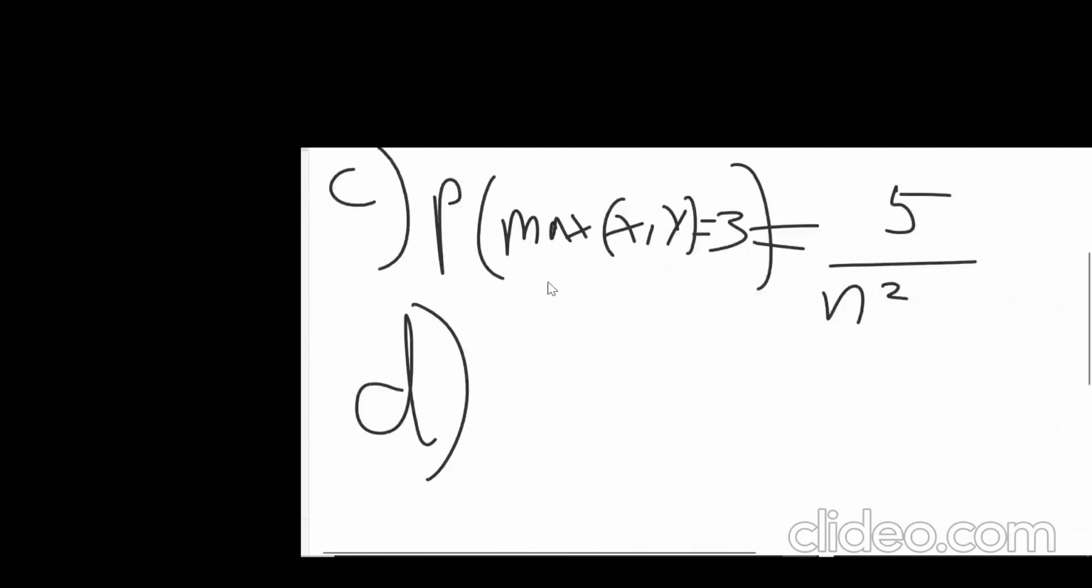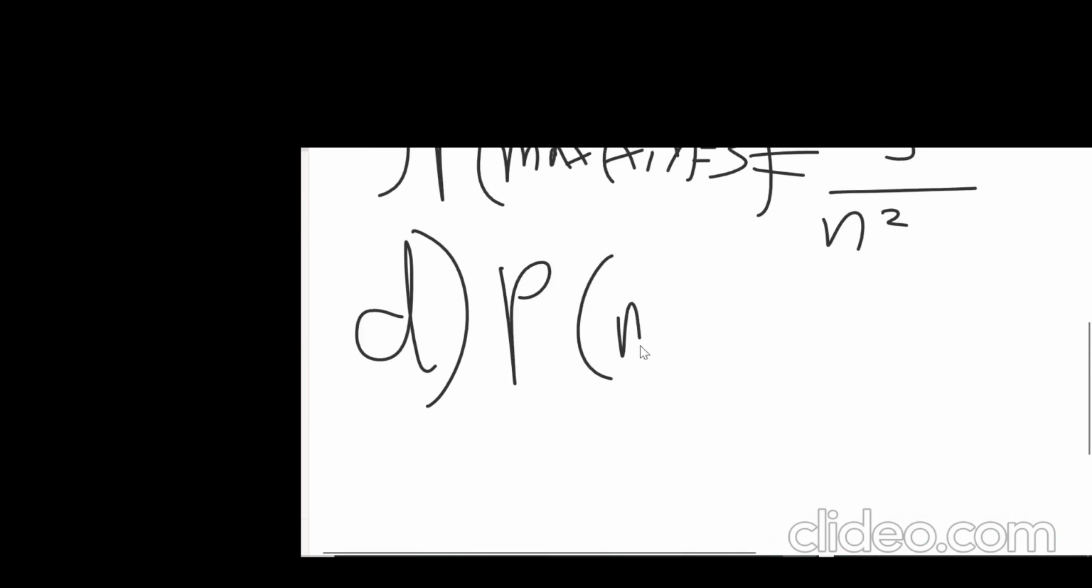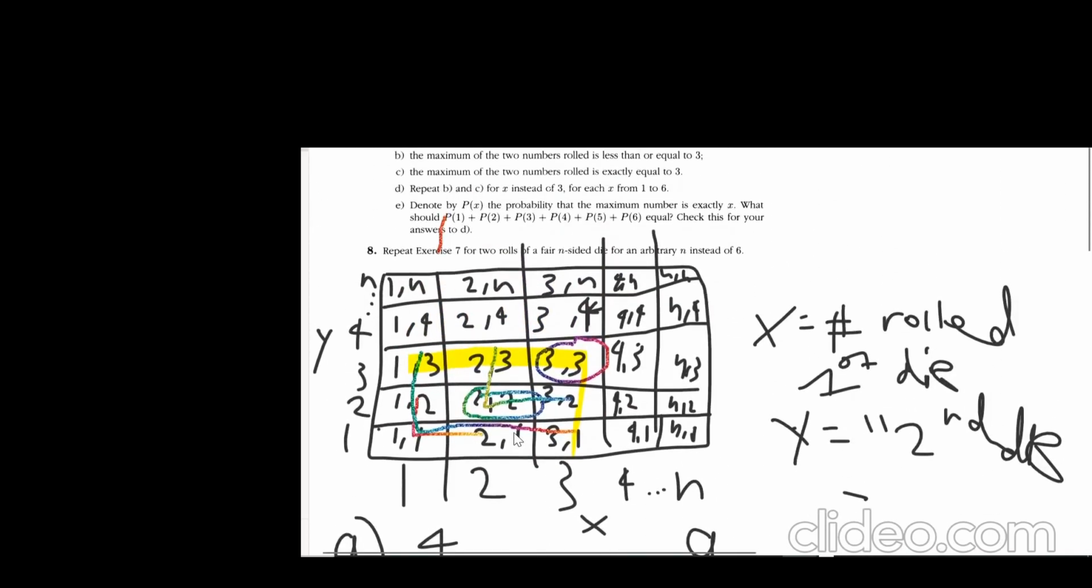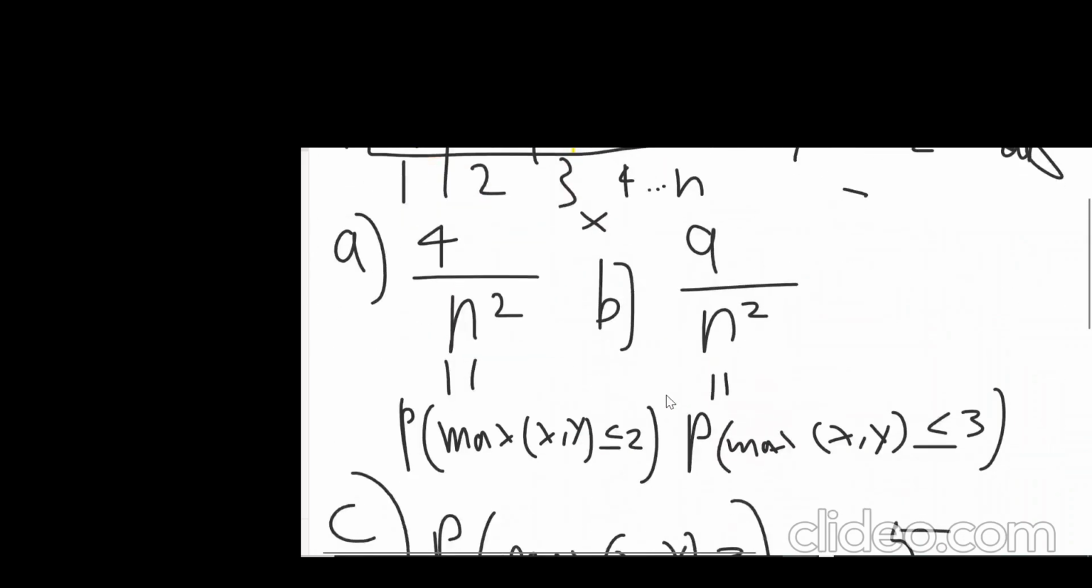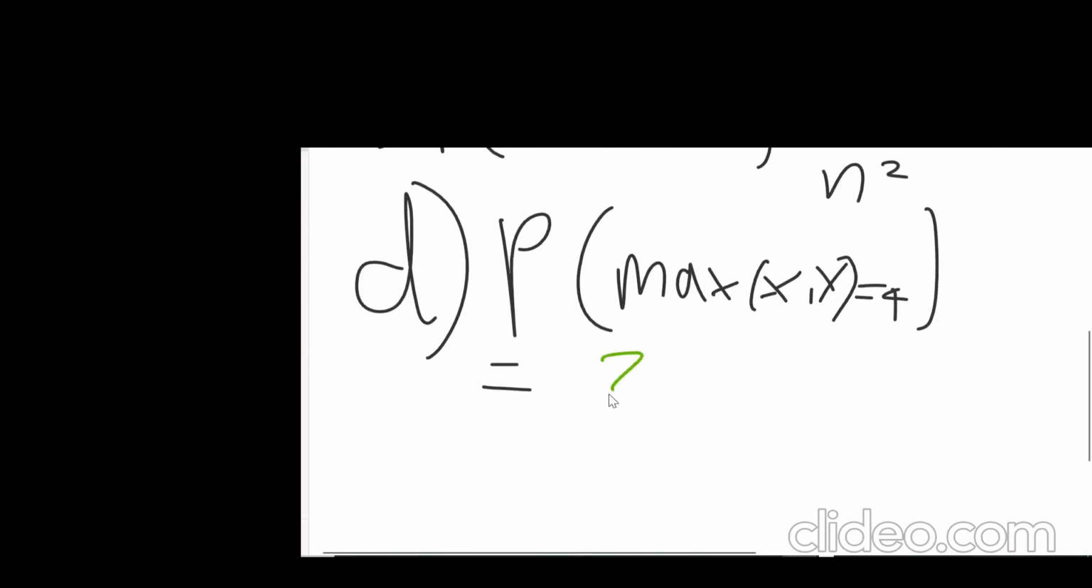Okay, so B and C. It's really the exact same steps we did before. So I'll just do P of max(x,y) is equal to 4. It's quite literally the exact same thing we did before, except we do it with 4. So 4, 1; 4, 2; 4, 3; 4, 4; 4, 3; 4, 2; 4, 1. So that equals 7. So the answer is 7 out of n squared.